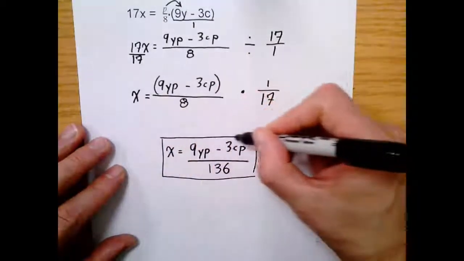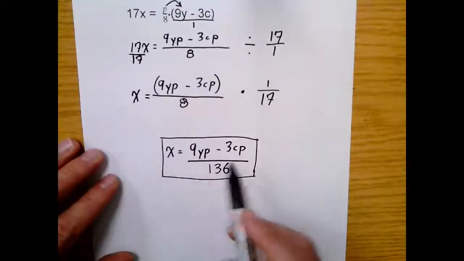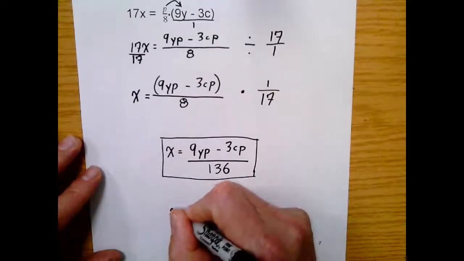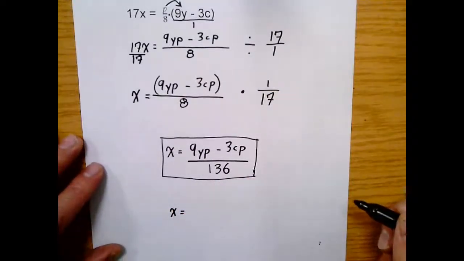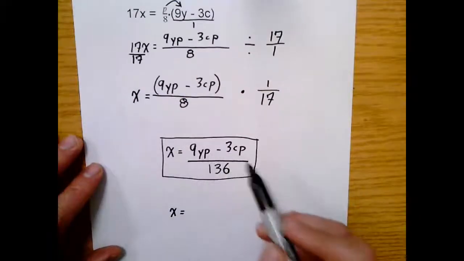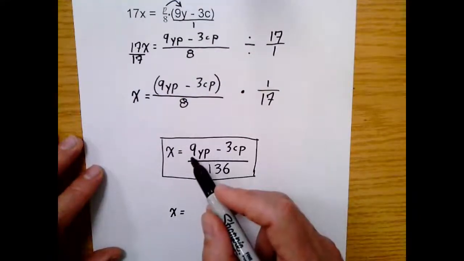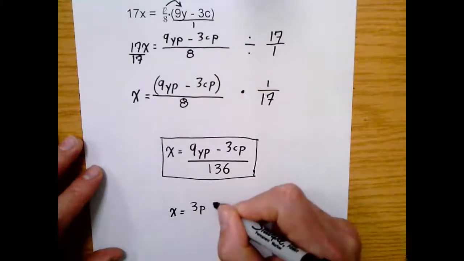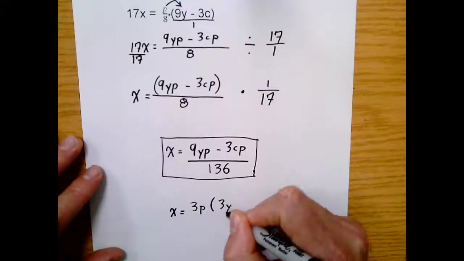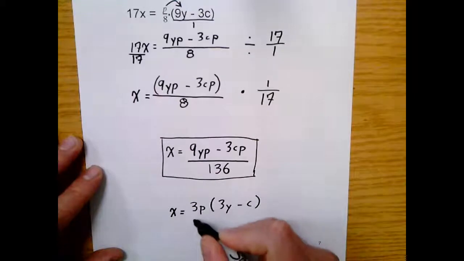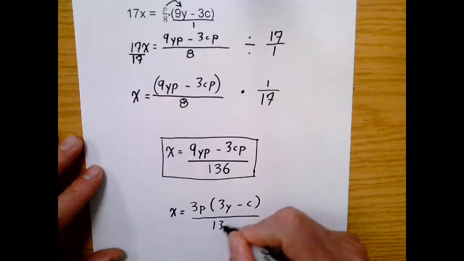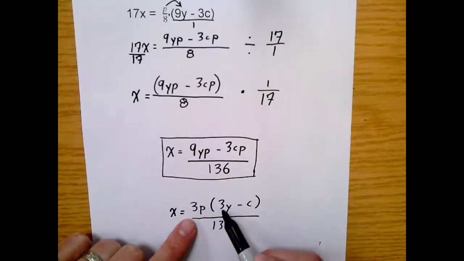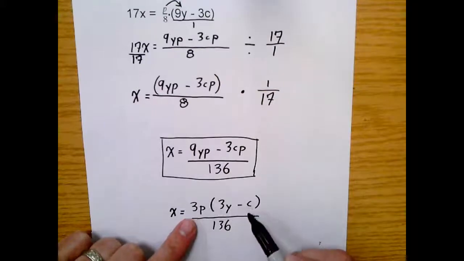But if you're asked to factor the numerator and denominator, you could factor this numerator. If you factor this numerator, you just ask yourself, what do these two terms in the numerator have in common? Well, you can divide 9 by 3, and you could also divide out a p. So you could write this as 3p multiplied by 3y minus c, and that would still be divided by 136. And if you're not sure about this, just imagine if you redistributed that 3p, you'd get 9yp and negative 3cp, right back where you started.